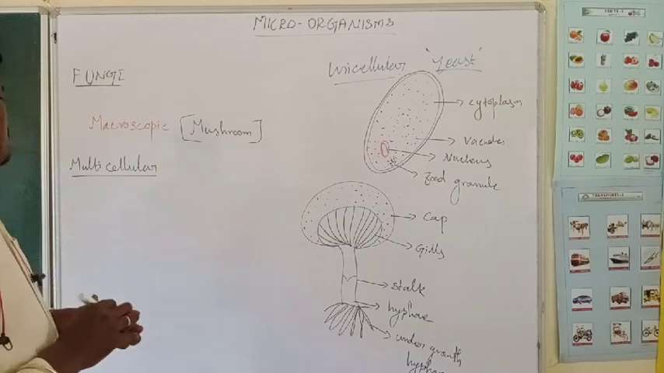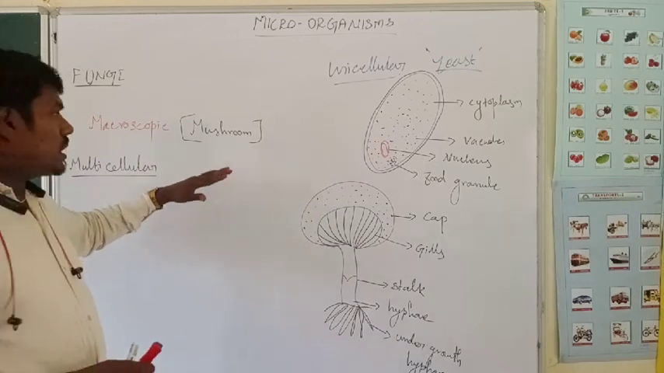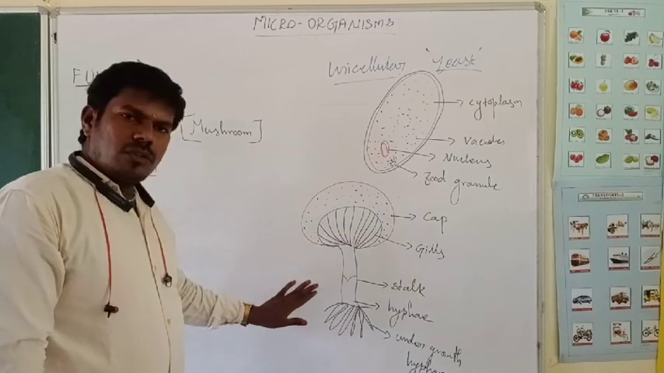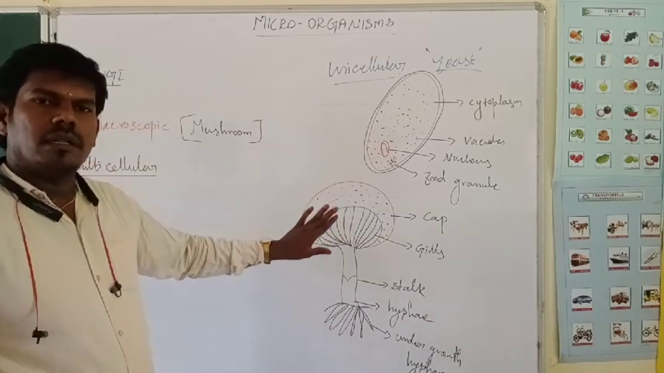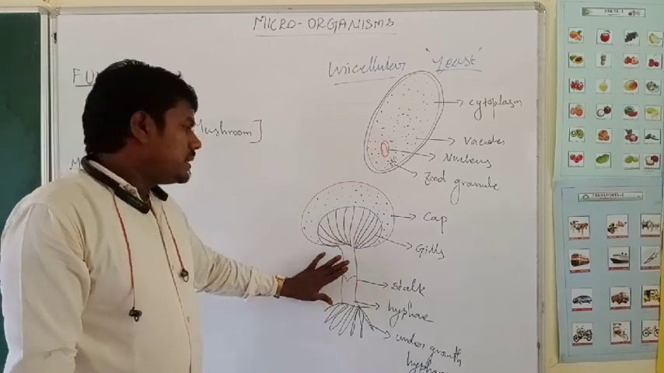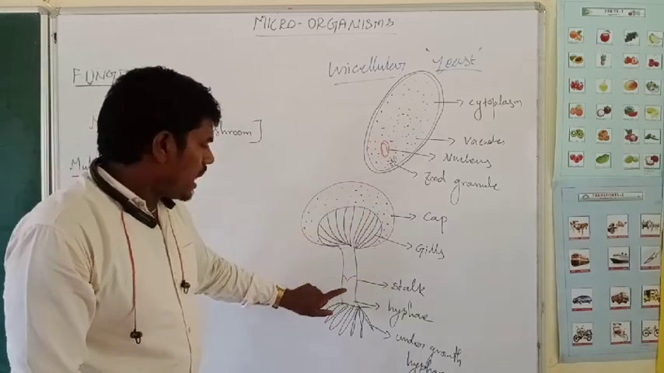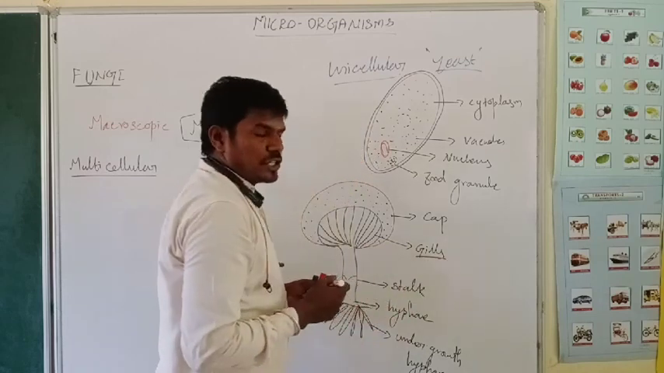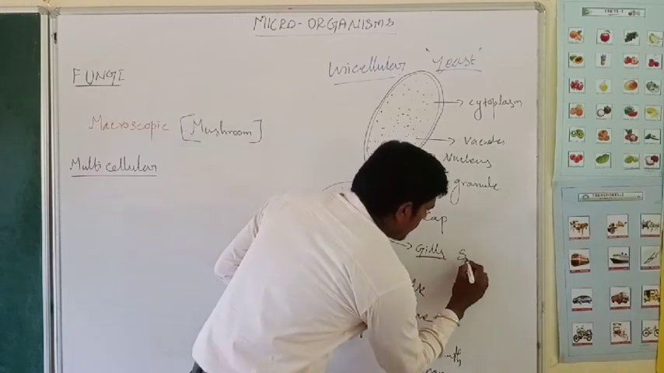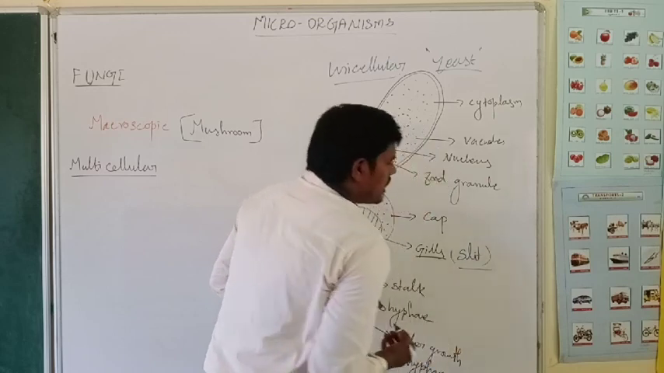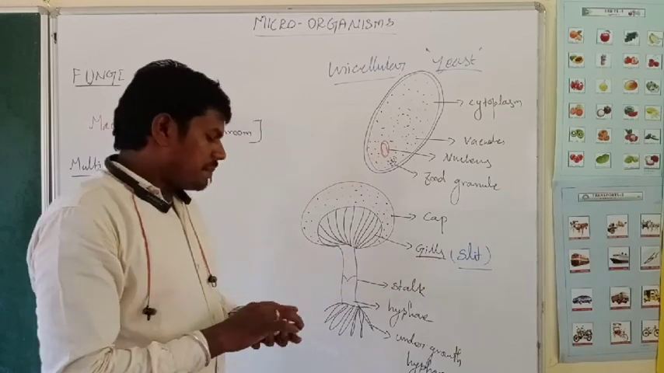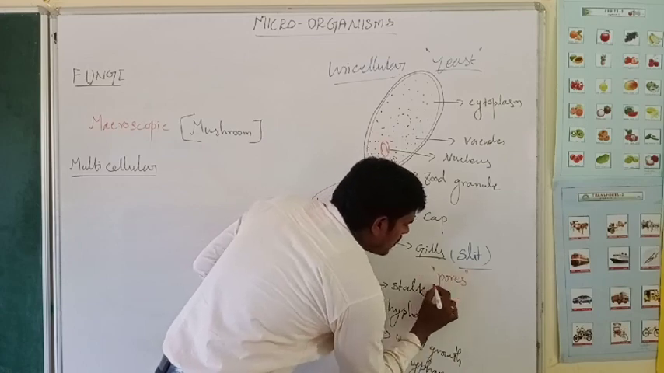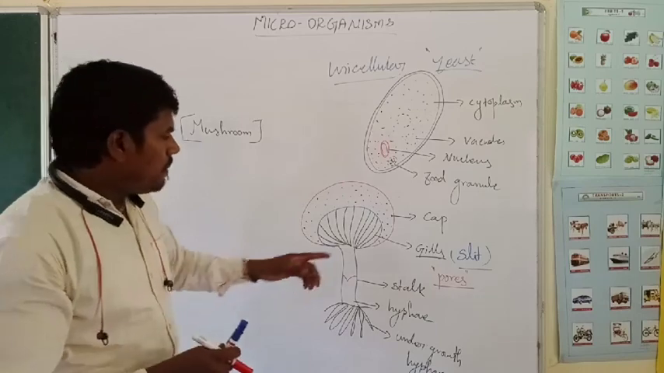A very simple multicellular organism, a multicellular fungus, has a good example in the mushroom. The mushroom has an umbrella-like structure and grows after the rainy season on moist surface, wet soil or shady places. It consists of a cap-like structure, then the stalk hypha and underground hypha. The gills are a silk-like structure. The gills have pores. Pores mean very minute holes.